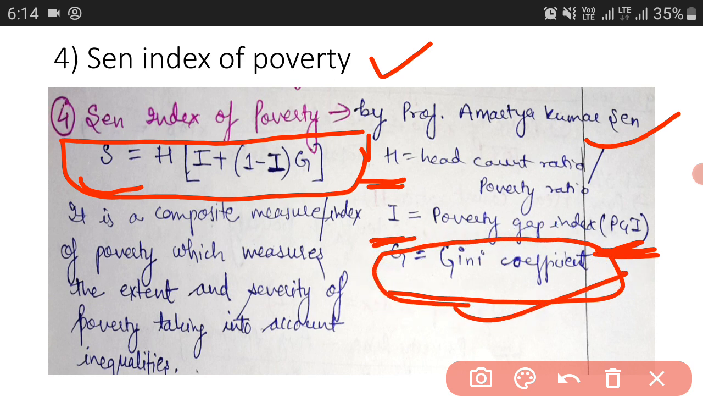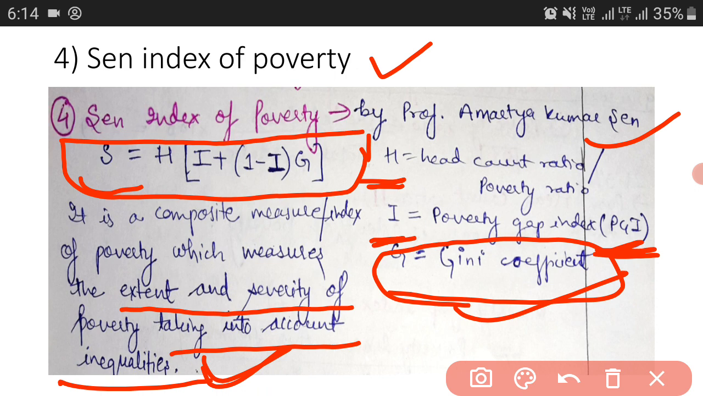Okay, so what is the Sen index of poverty? It is the composite measure or index of poverty which measures the extent and severity of poverty, taking into consideration the inequality also. So here you will realize that it is telling you about the extent also, severity also, and also it is taking into consideration the inequality. Ultimately it is summing all the things that we already studied. So it is the most suitable index that we can use for measuring the poverty.